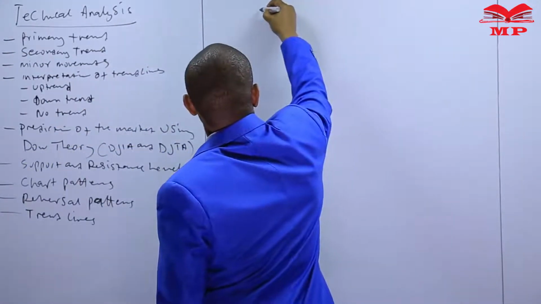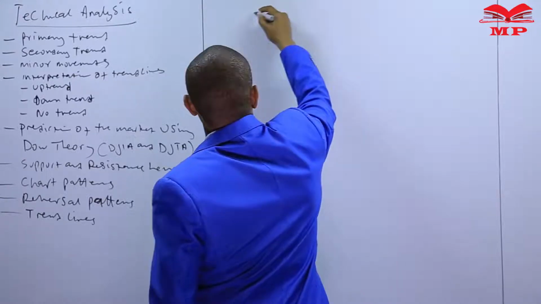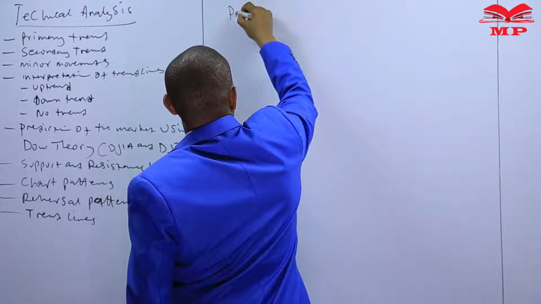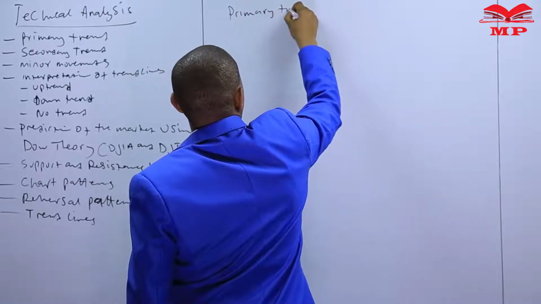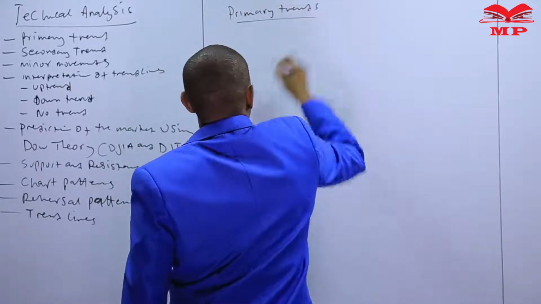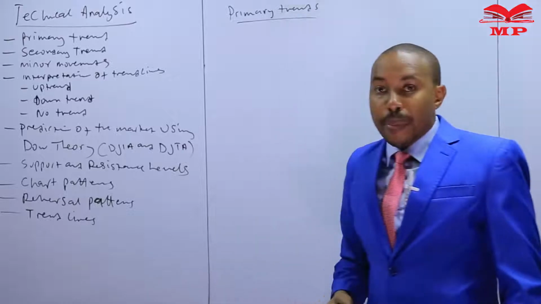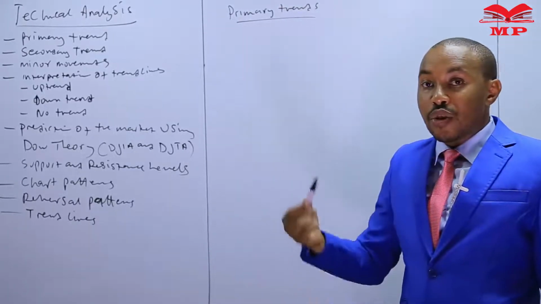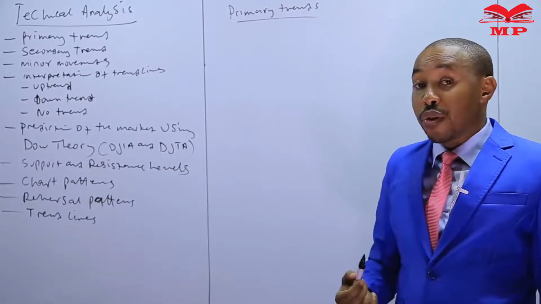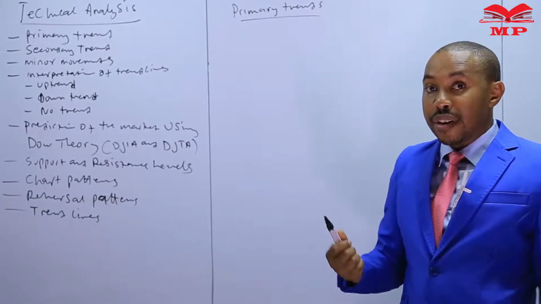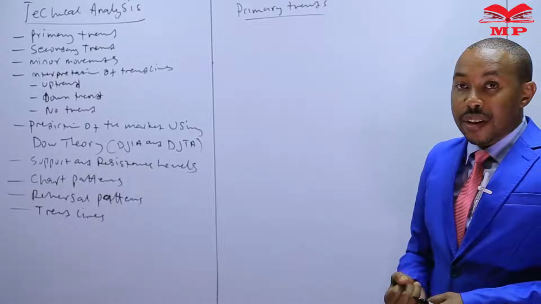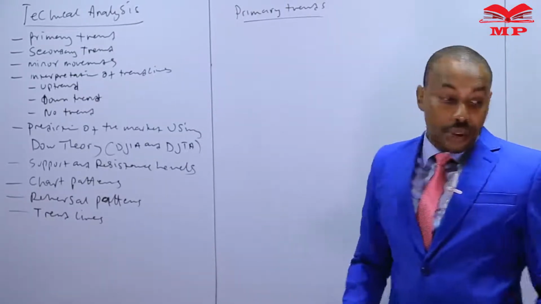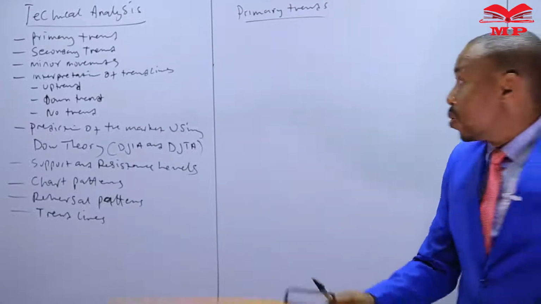And we start off by looking at the primary trends. Now, the primary trends, as explained in lesson 1, we had said that the Dow theory is governed by 3 trends: the primary trend, the secondary trend, and the minor movements. And I will be able to demonstrate the primary trend as follows.